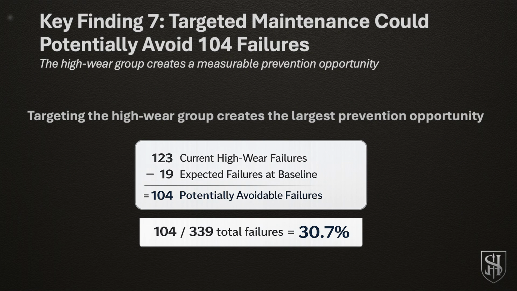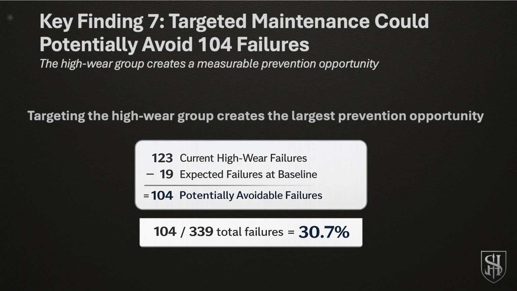However, this number must be interpreted carefully. The 104 failures are not guaranteed savings. This is a scenario estimate based on comparing the high wear group to the below 200 baseline failure rate. The dataset does not include cost per failure, downtime duration, repair labor, equipment criticality, or maintenance capacity. For that reason, this finding should be used as decision support, not as a final claim of guaranteed prevention. The management meaning is that the opportunity is large enough to justify a controlled pilot.